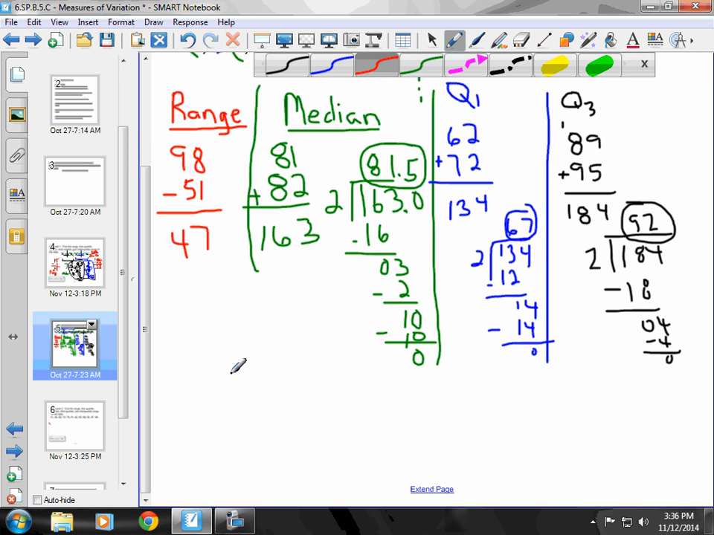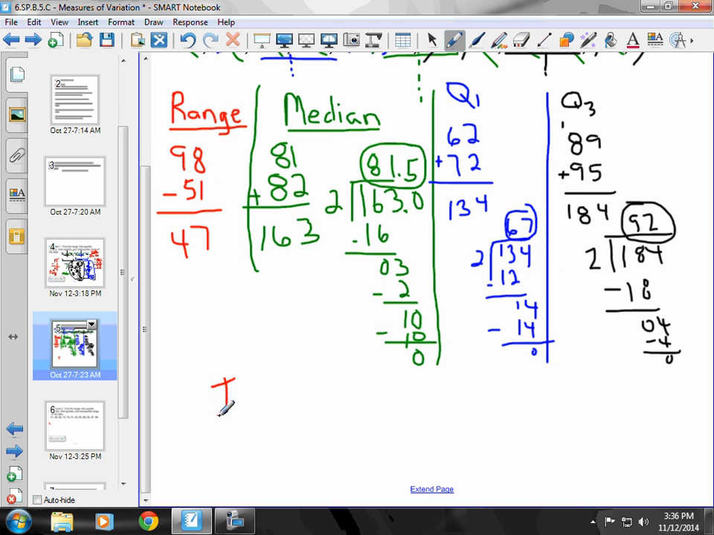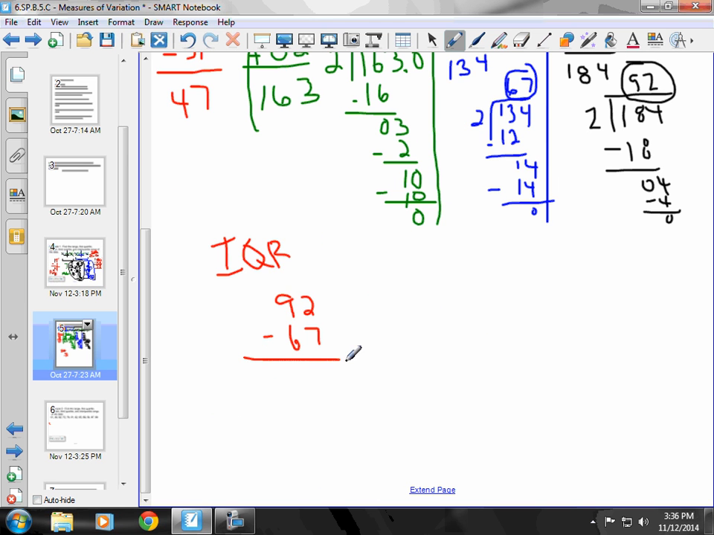And the IQR for this data, remember, is taking the third quartile minus the first quartile to tell you how far apart the middle half of the data is spread. So 92 minus 67. Extend the page. Do my borrowing here. This becomes an 8. 12 minus 7 is 5. 8 minus 2, 6 is 2. So my IQR then becomes 25.